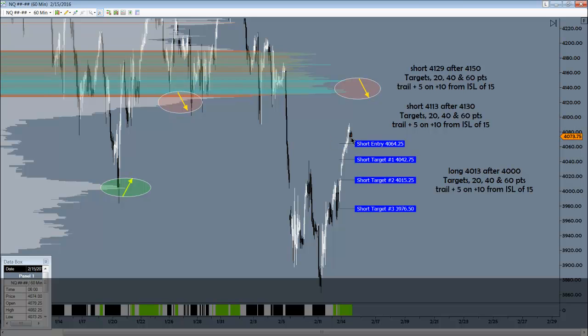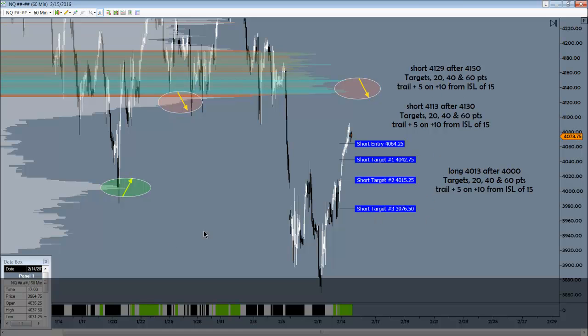One is we break down a little bit more from where we are and we look to get short here with these downside targets. The other is we rally higher and break lower to get short. So we print 41.30s, we go short at 41.13s, or we print higher than that, we print 41.50 and go short at 41.29s. All right.